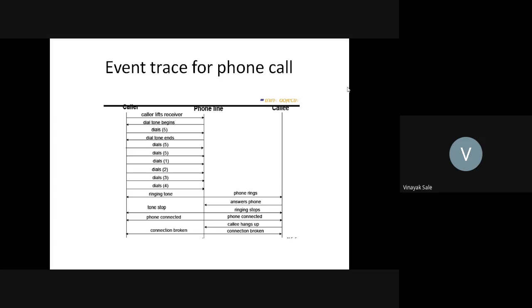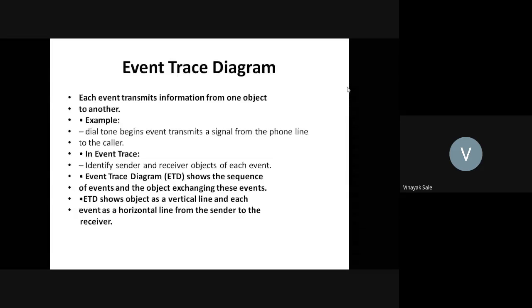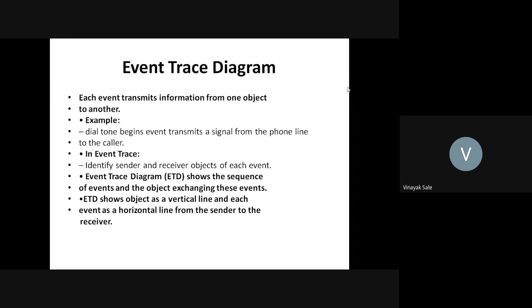This is the event trace for a phone call. An event trace diagram shows how each event transmits information from one object to another. For example, when the dial tone begins, the event transmits a signal from the phone line to the caller. In an event trace, we identify the sender as well as the receiver of each event.